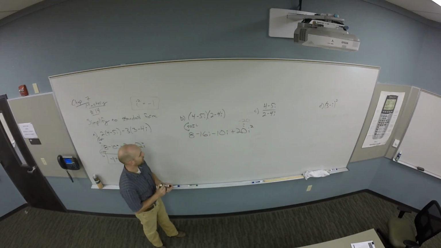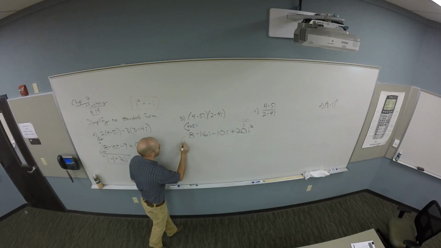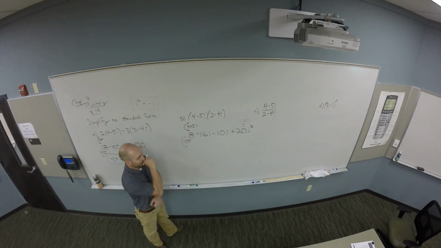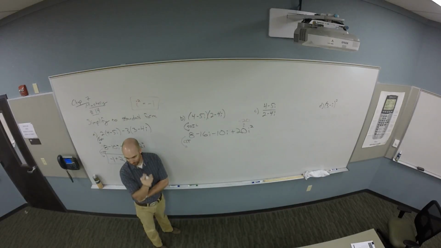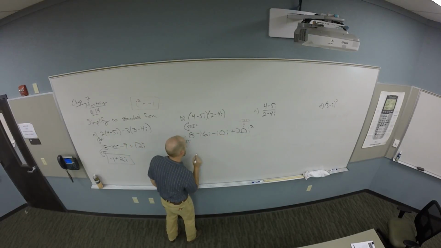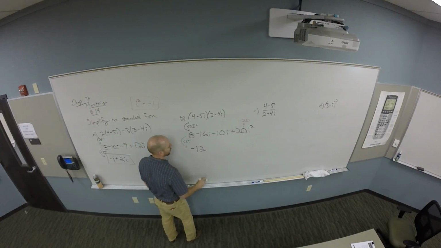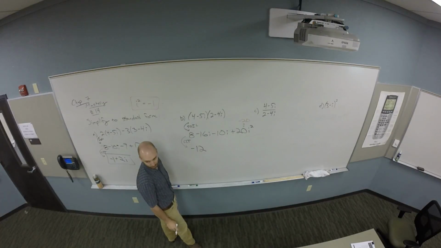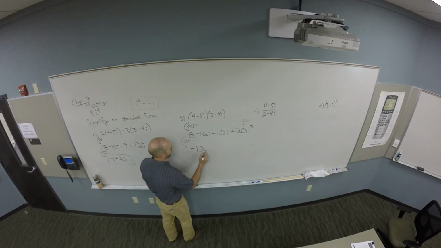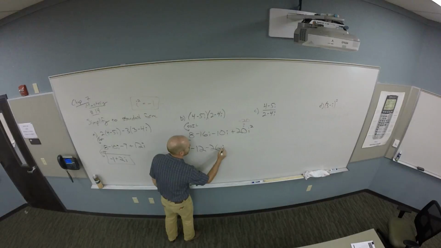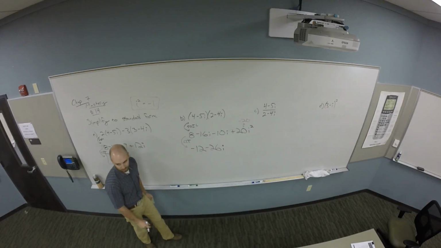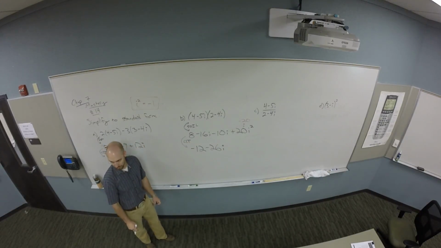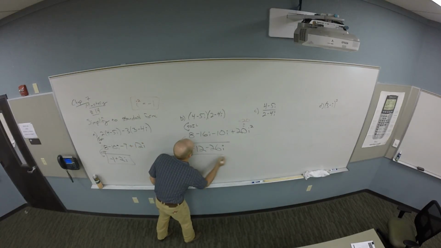And then when I combine like terms, what's your number here? It's your kind of plain old regular everyday number. -12, right? 8 minus 20 gives you -12, and then your i's are minus 26 i's. Bam, done? Yeah. I just combined that.